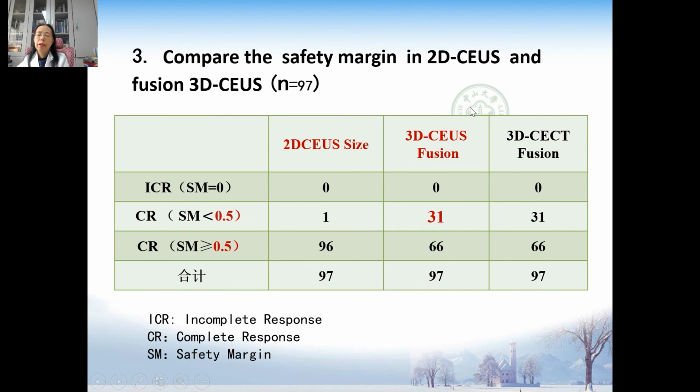And we compare the 3D CEUS fusion with the 3D CECT fusion. We can get the same result. It means the 3D contrast fusion has good consistency with the CECT in evaluating the safety margin.